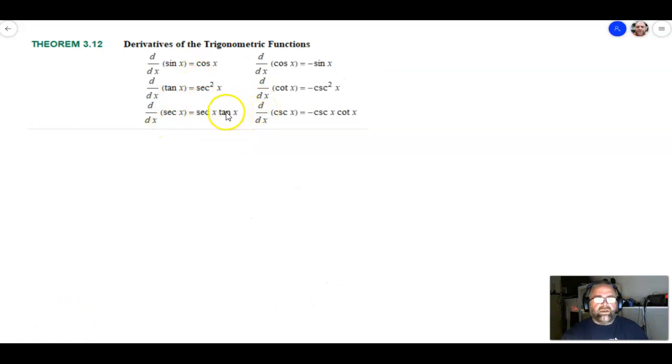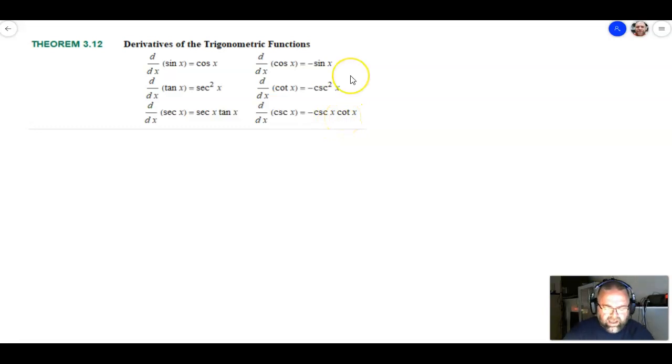All right, so here are the derivatives of all 6 trig functions. So the derivative of sine of x is cosine of x. Derivative of cosine of x is negative sine of x. Tangent of x is secant squared of x. Cotangent of x is negative cosecant squared of x. Secant of x is secant x tangent x, and cosecant x is negative cosecant x cotangent x.